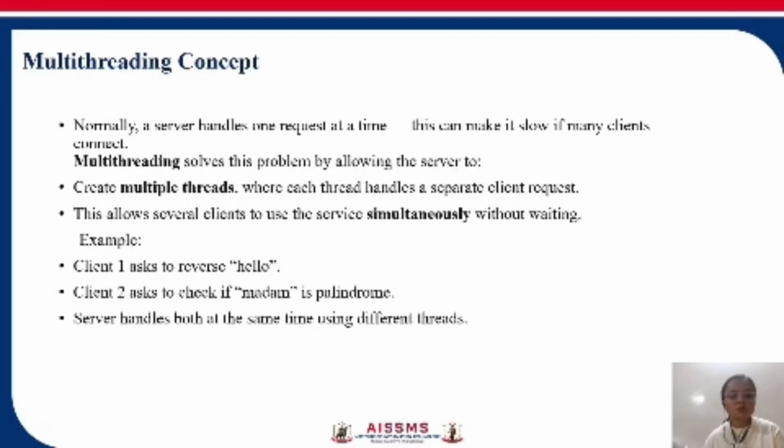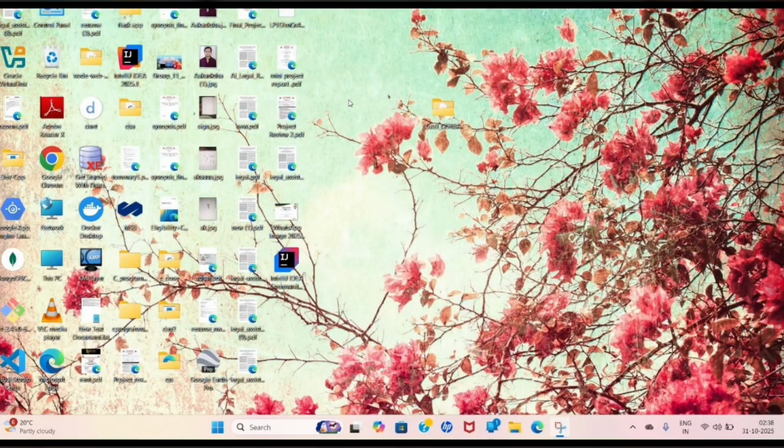The server creates two threads, one for each client, and processes both the requests at the same time. This makes the system faster, more responsive, and much more efficient. That is why multi-threading is a crucial part of a distributed application, and it improves performance and ensures smooth user experience. So far, we have learned about what CORBA is, its components, how string processing system works, and the importance of multi-threading. Now let's move to the implementation part.